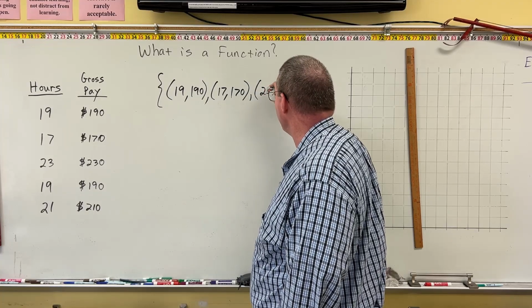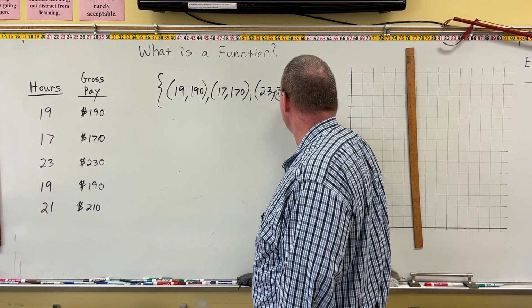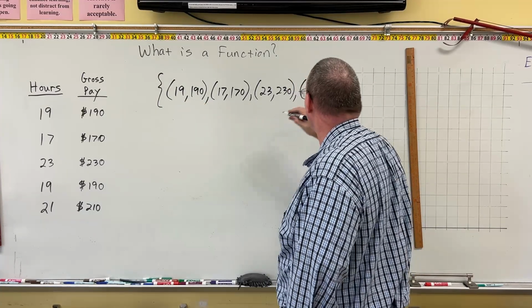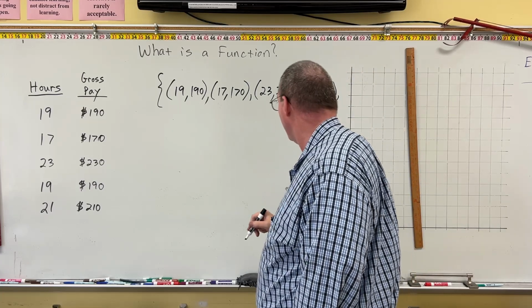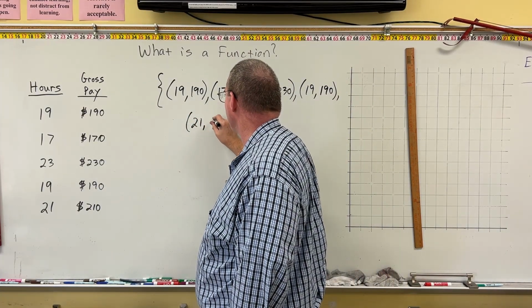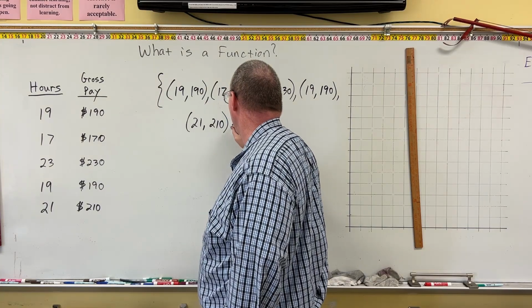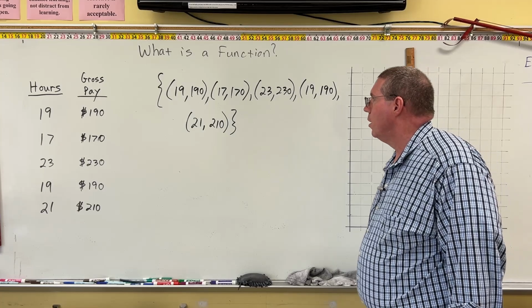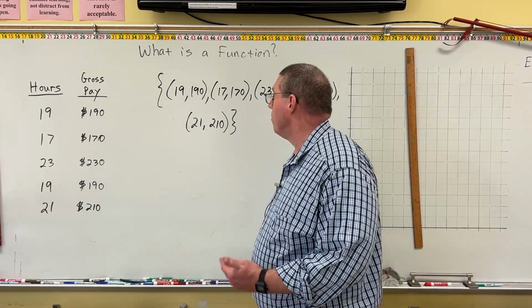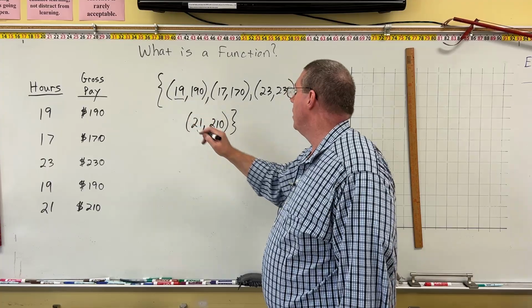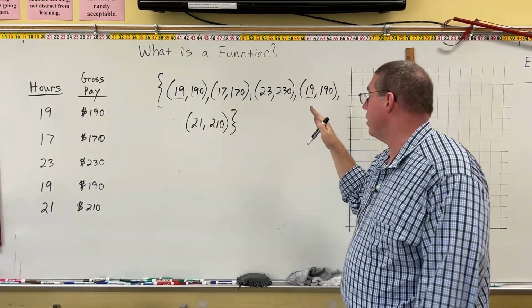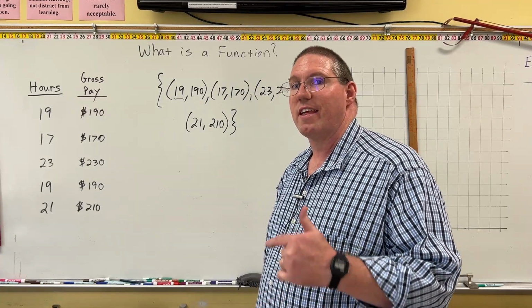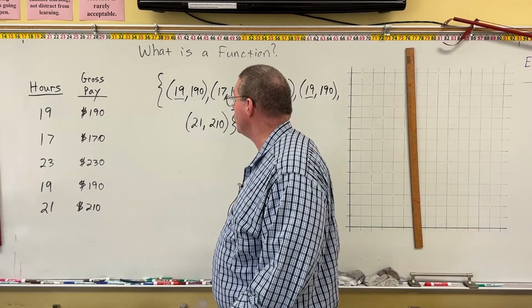Then the input was 23 hours worked, $230 earned. Then 19 hours worked again, just like over here, resulted in $190 earned. And then 21 hours worked resulted in $210 earned, and we close off the set. And so the question is, is this a function? Well, do any of the inputs occur more than one time? Yes, 19 occurs twice, once here and once here. It's okay for 19 to show up twice. The question is, does the output that goes along with 19 show up more than once?